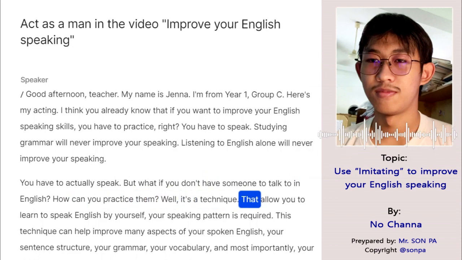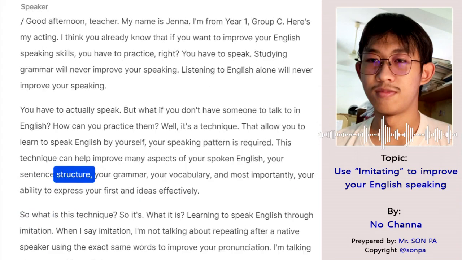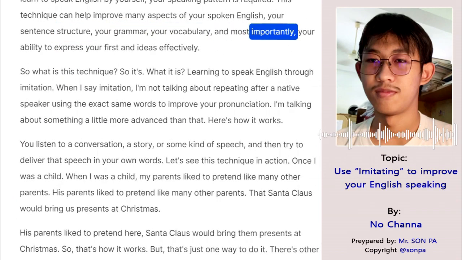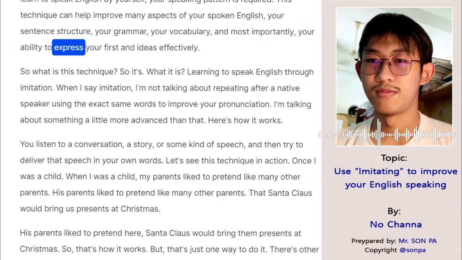Well, there's a technique that allows you to learn to speak English by yourself. No speaking partner is required. This technique can help improve many aspects of your spoken English. Your sentence structure, your grammar, your vocabulary, and most importantly, your ability to express your thoughts and ideas effectively. So, what is this technique? So, here's what it is. Learning to speak English through imitation.